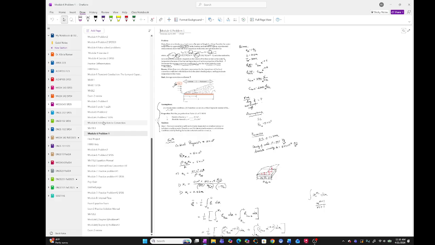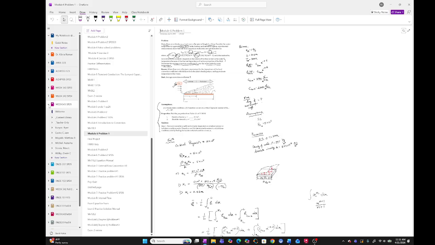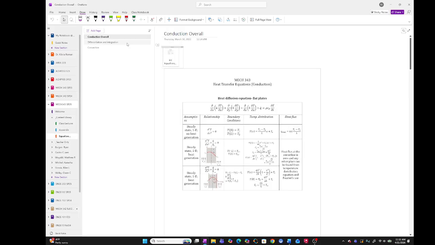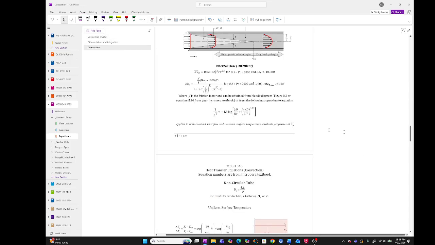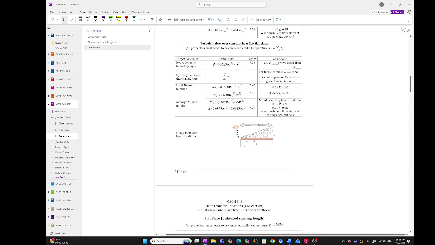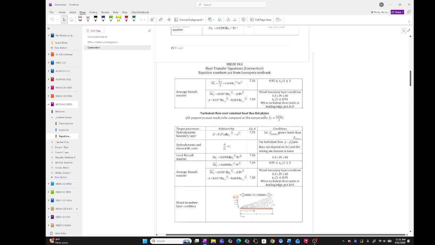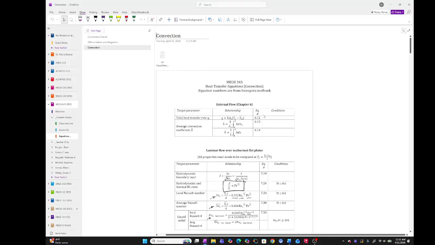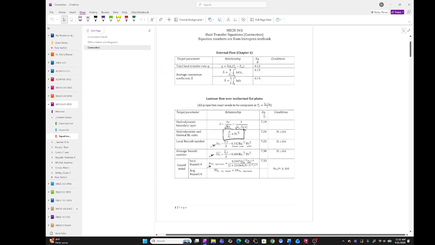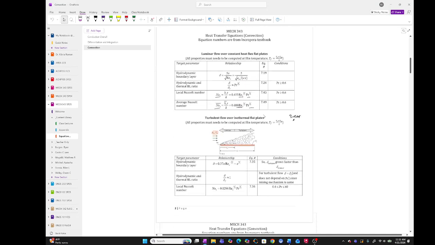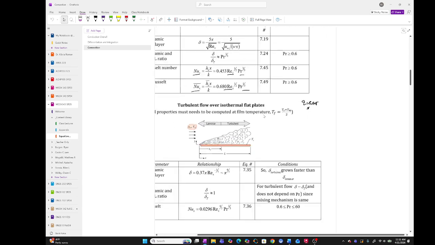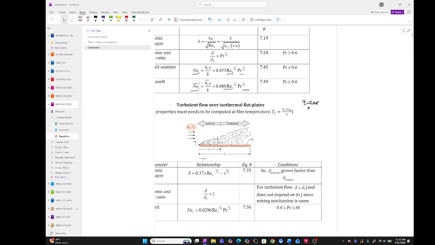So the next thing I would like to show you is the equation manual. Where's my equation manual? Content library. Yeah. So convection. This is the equation manual. Everybody knows this is in Brightspace, right? So I was talking about all those equations and the liquid metal. I wanted to talk about it a little bit. That's why I'm here.